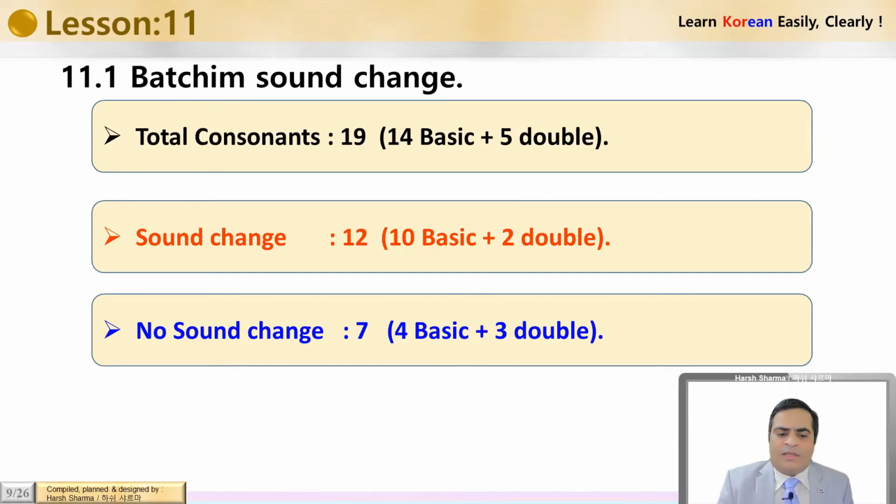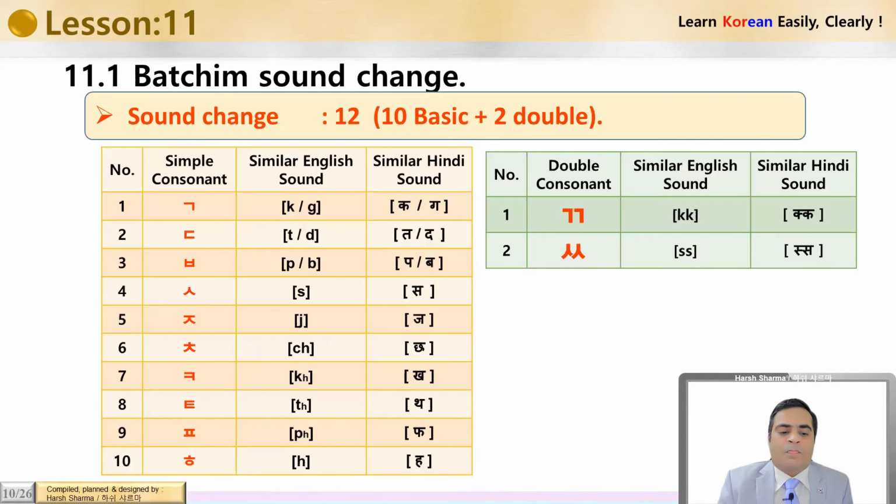We already know there are a total of 19 consonants, 14 basic and 5 double. Out of 19, sound change will happen with only 12 consonants at the Batchim position. These are 10 basic and 2 double. The remaining 7 will be pronounced with their original sound. Now you can see on your screen there are 12 consonants. From number 1 to number 10 are the basic consonants, and on the right side, number 1 and number 2 are the 2 double consonants. So a total of 12 are here.